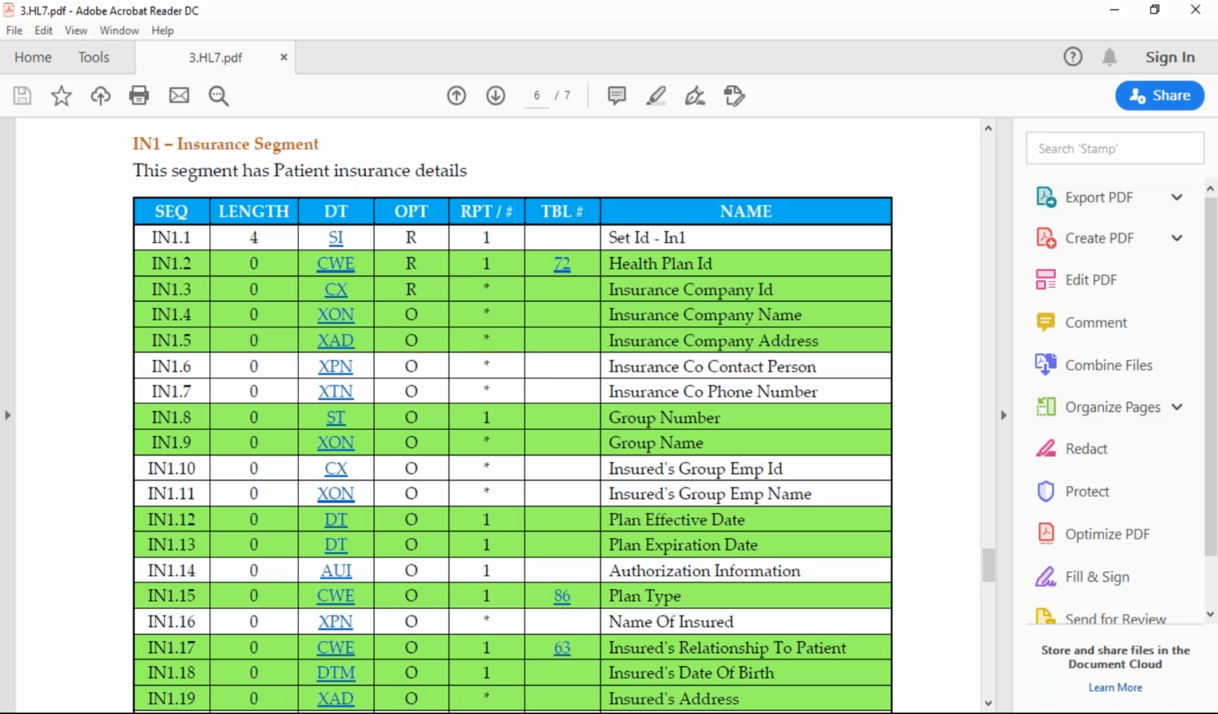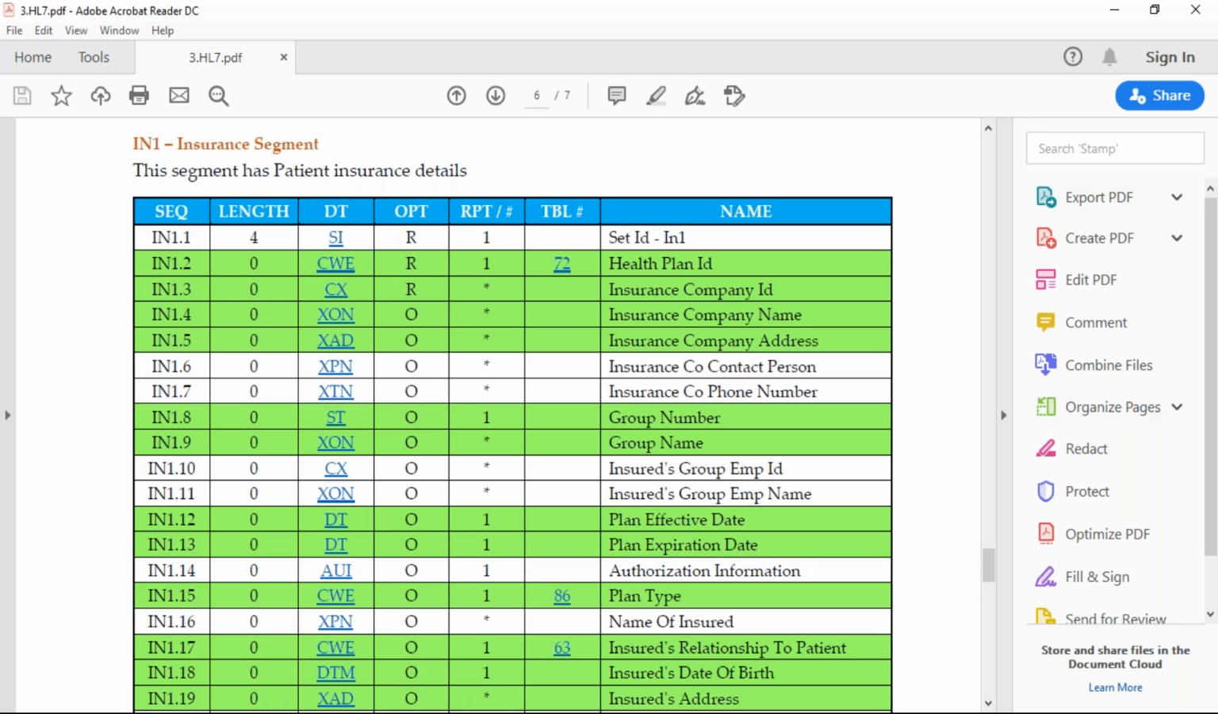Next, IN112 and 13 indicate the plan effective date. It will let us know the start date and end date of any insurance. As we know, that information is very important. Even when we deal with vehicle insurance or patient health insurance, start and end date play a major role, right? So that start and end date is sent in IN1 12 and 13. Next, we have the plan type being sent in IN1 15. That will indicate the type of plan the patient has.